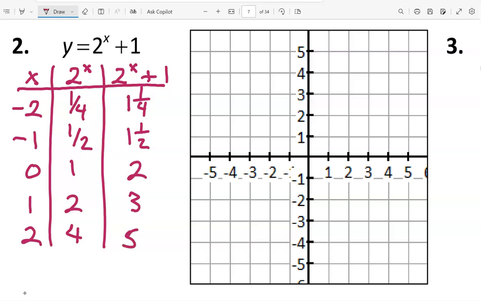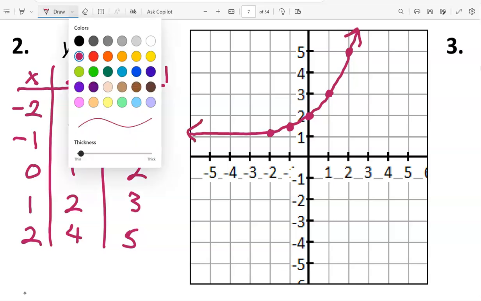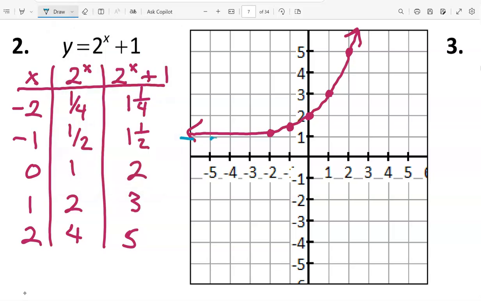So when x is -2, the value of y is 1 1/4. When x is -1, the value of y is 1 1/2. When x is 0, the value of y is 2. When x is 1, the value of y is 3. And when x is 2, the value of y is 5. The graph will go very slowly on the left toward a value of 1. And so I'm going to sketch in the horizontal asymptote, which is a horizontal line at y equals 1.